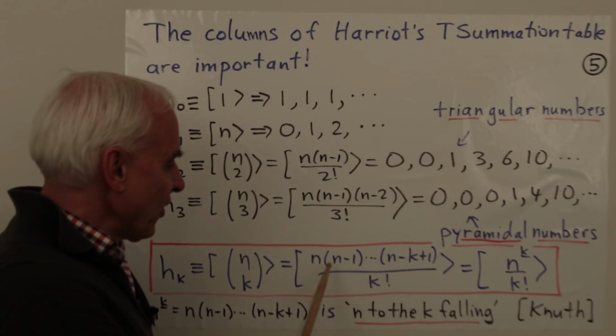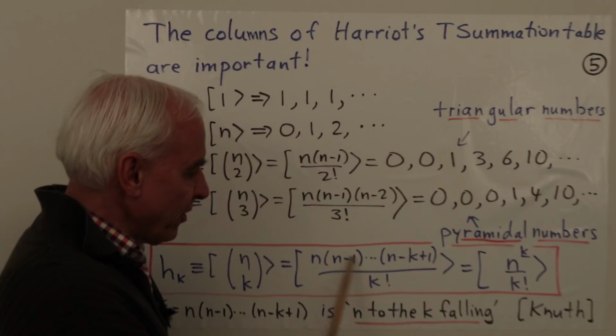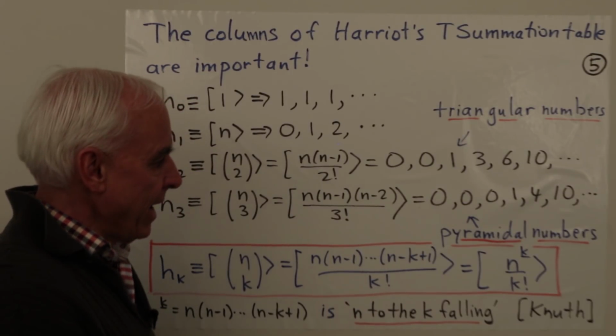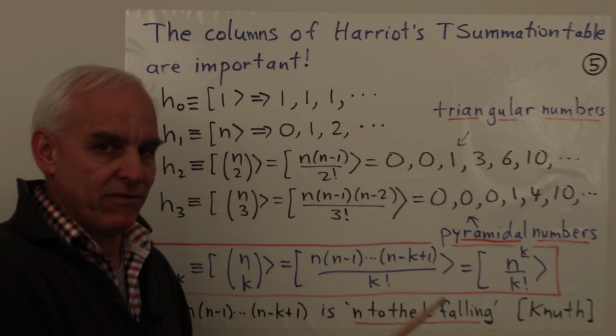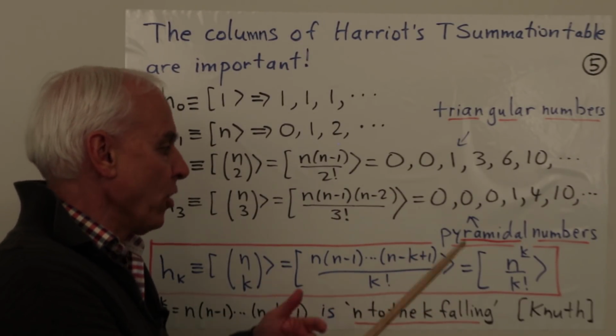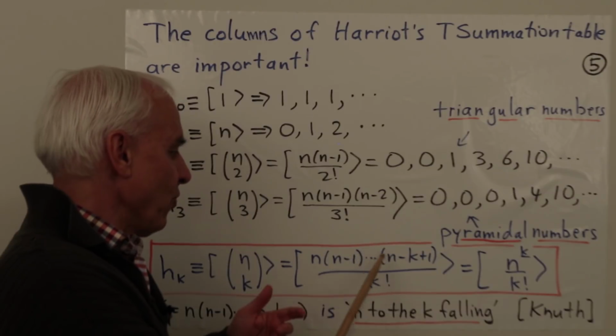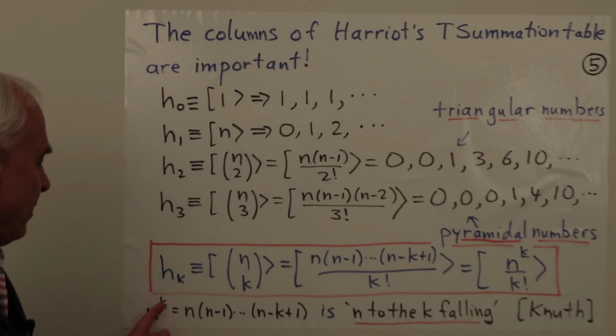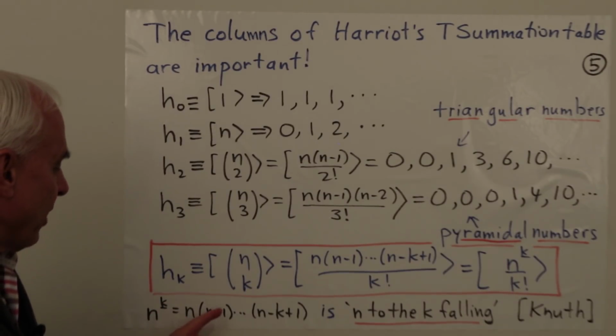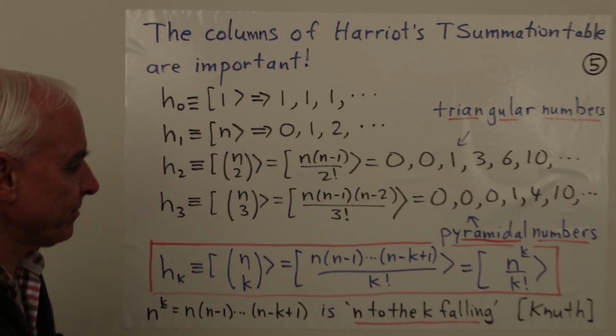Okay? So there are k products here in this numerator. And those k products are not all equal, as they would be if it was n to the k. They're falling, so it's n times n minus 1 down to n minus k plus 1. So there it is. n to the k falling is n times n minus 1 down to n minus k plus 1.